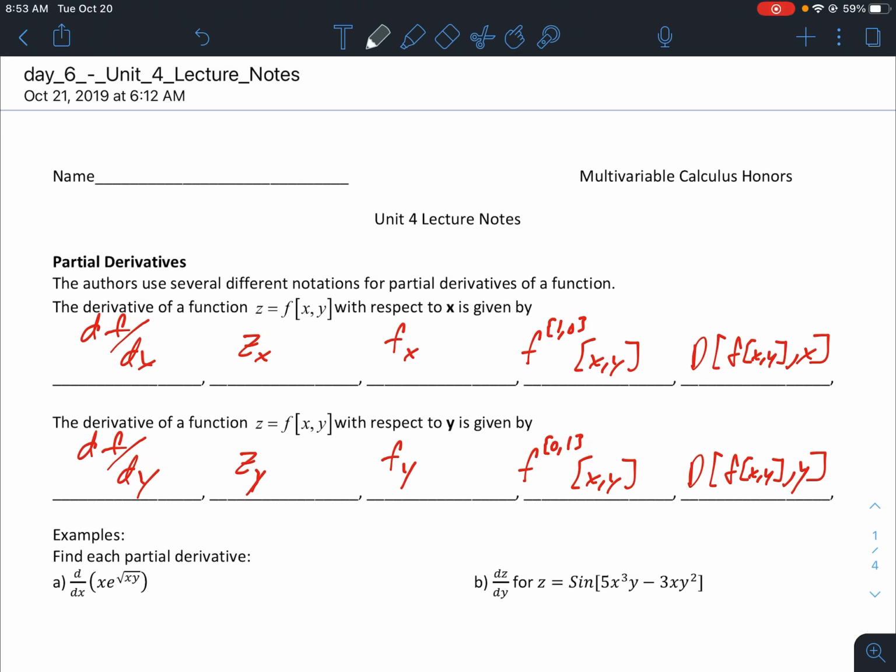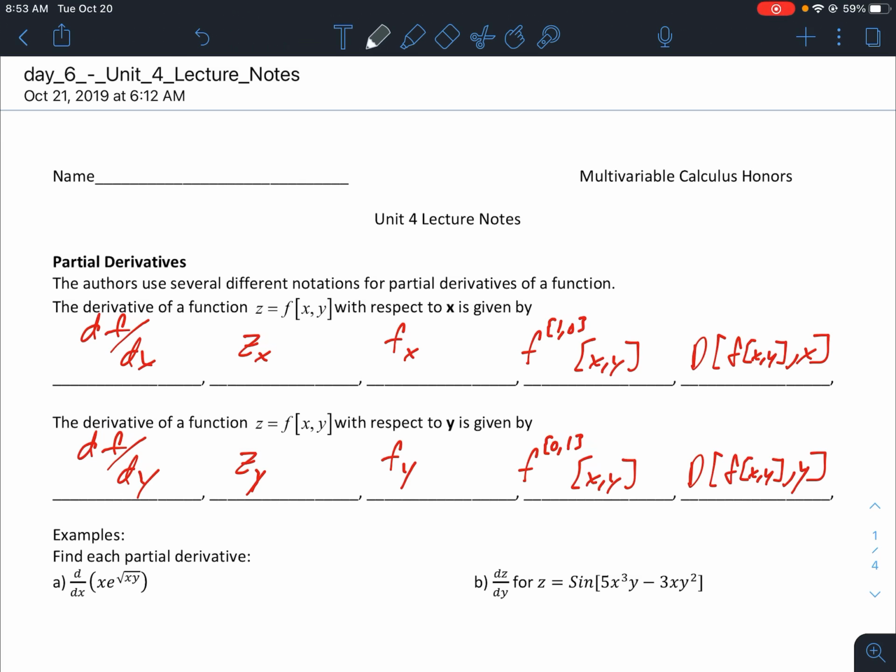We're going to start today by talking about partial derivatives and different ways of writing those partial derivatives. So you can see on the top line there, I have 5 different ways of writing the partial derivative of a function with respect to x. And the second line there, I have the partial derivative of a function with respect to y.